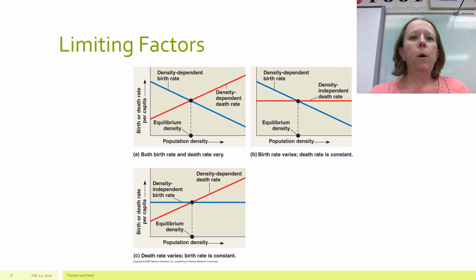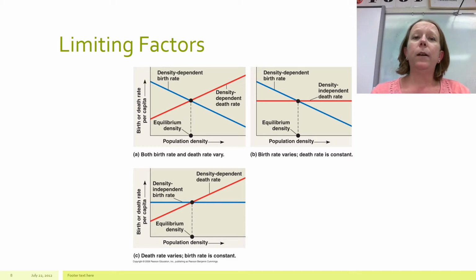So remember that most populations are not going to exhibit that exponential growth. Most are going to have the more realistic version of logistic growth. So the things that are going to limit those populations and keep them from continuing to grow exponentially are known as limiting factors. And there's two main types of limiting factors. We have density dependent limiting factors and density independent. Some populations are controlled by one versus the other, and then others will be controlled by a combination of both.